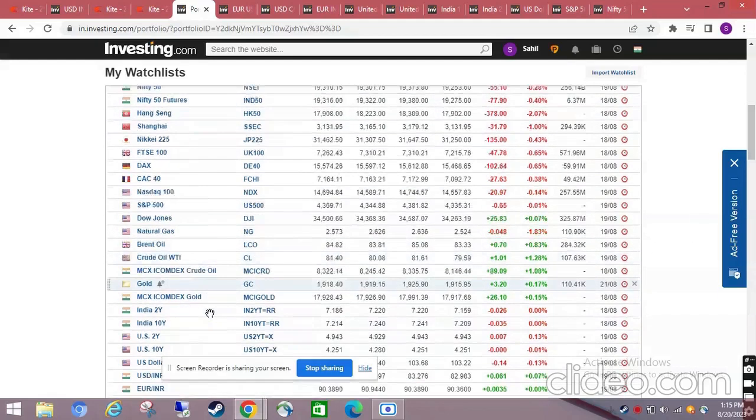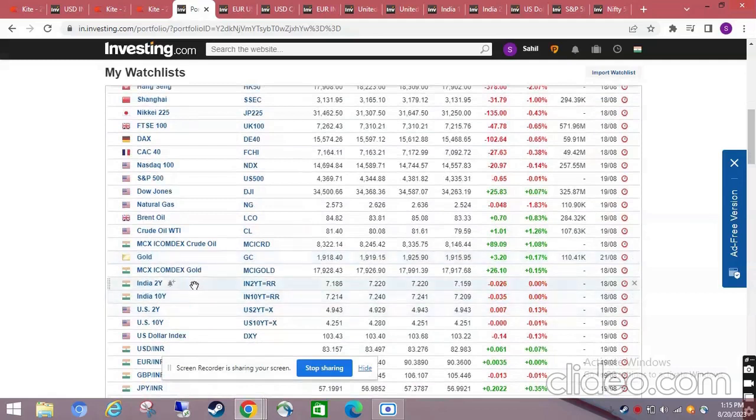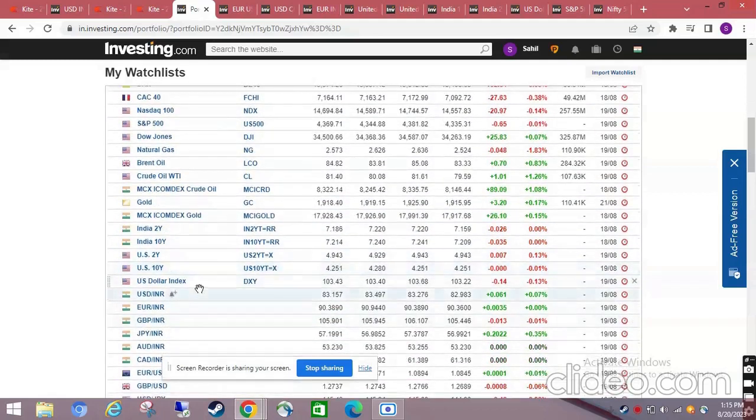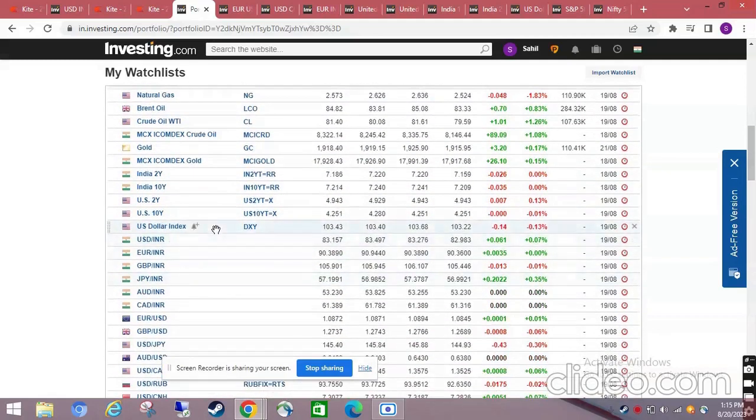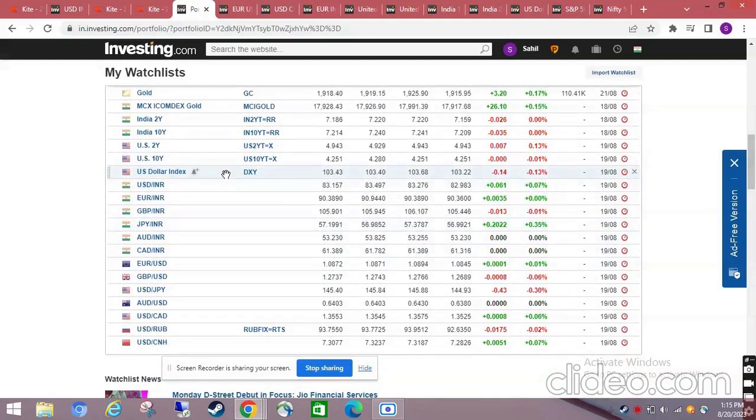And then I look at gold, and then we look at various bond markets. I look at the 2 year yield, 10 year, and then US 2 year. Then you have the dollar index, obviously, so you have to look at that to tell what the sentiment is for the dollar. Then you have USDINR, and various currencies again paired with the US dollar.